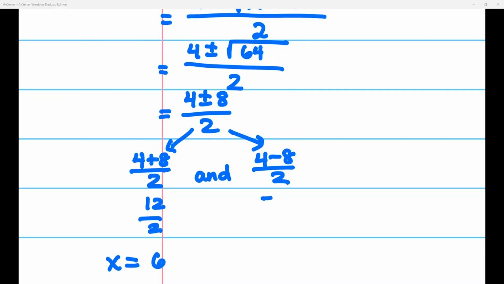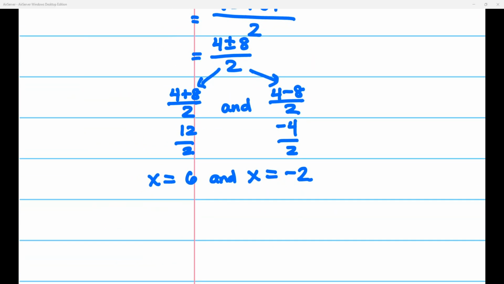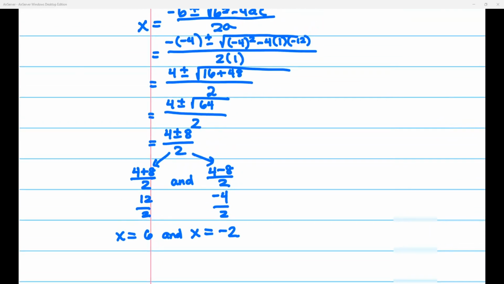4 minus 8 is -4 divided by 2. That ends up being -2. So guys, those are my two answers right there. X equals 6 and X equals -2. All right. Let's backtrack a little bit.